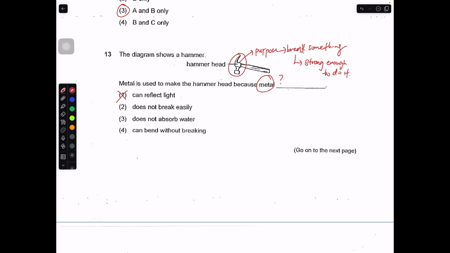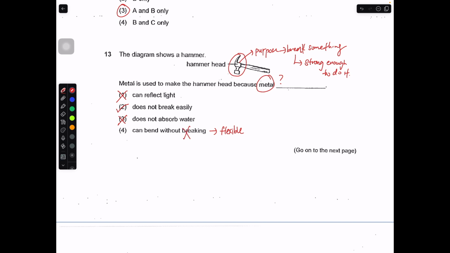Okay, so you take a look. It must be number 2. It is not because it does not absorb water, although it does not absorb water, but this is not the case. Can bend without breaking. This is trying to tell you that it is flexible, which is not the case.